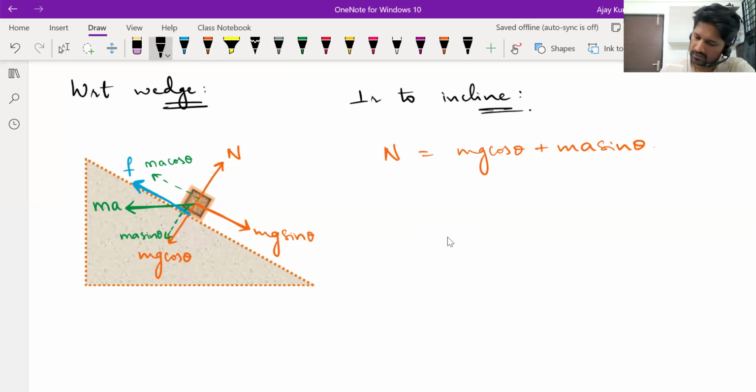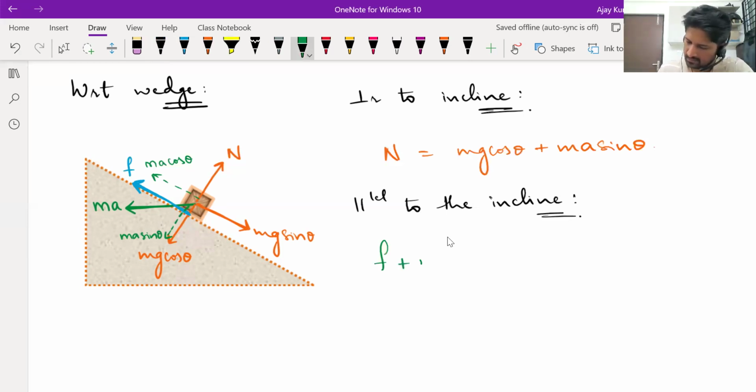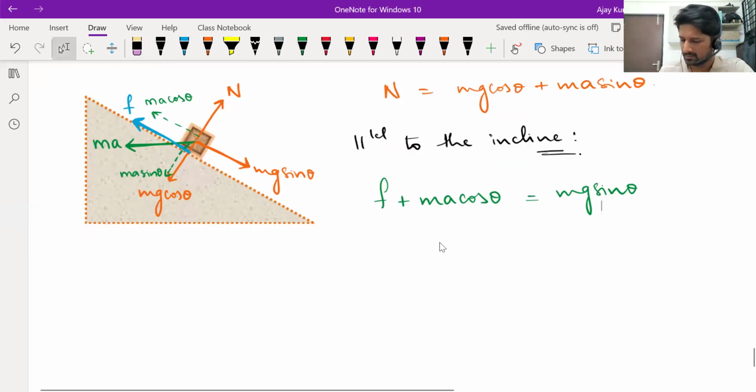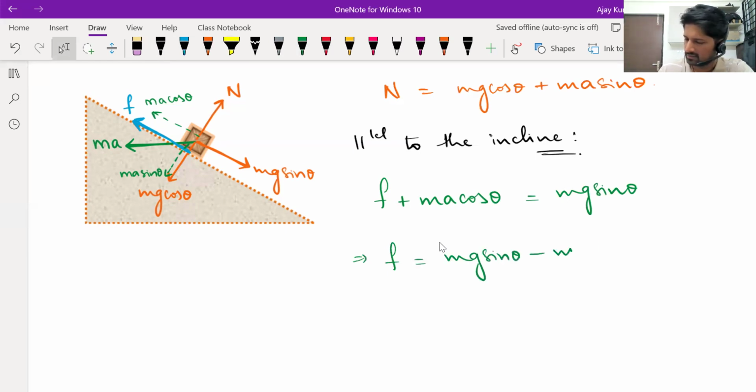Okay. Next, parallel to the incline or wedge, whatever it is. The block is not sliding, so equilibrium condition, you will write friction plus ma cos theta. These two are acting up the incline. They should balance the force acting down the incline, that is mg sin theta. That means friction is equal to mg sin theta minus ma cos theta.